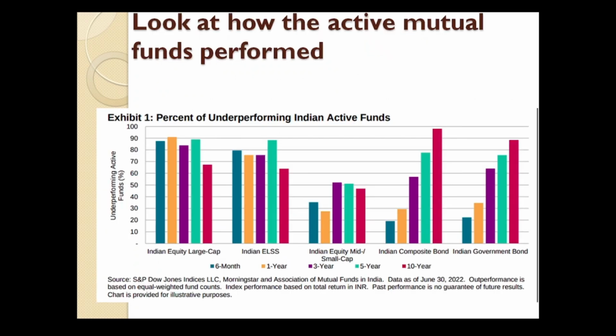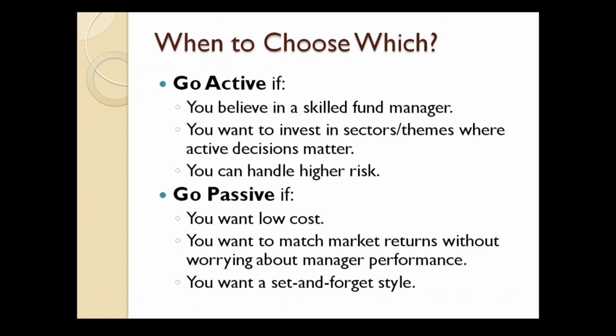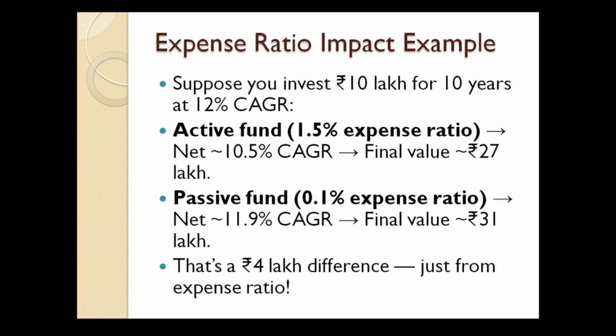So when to choose which? Go active if you believe in a skilled fund manager. You want to invest in sectors, themes where active decisions matter. You can handle higher risk. Go passive if you want low cost. You want to match market returns without worrying about manager performance. You want a set and forget style. Also consider the expense ratio impact in both types of funds.